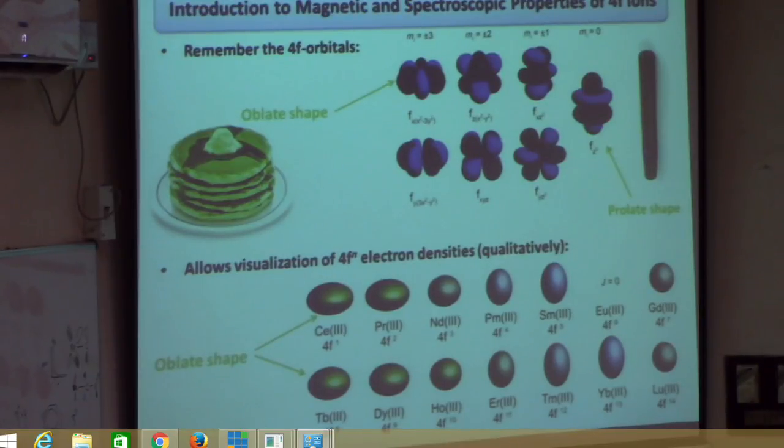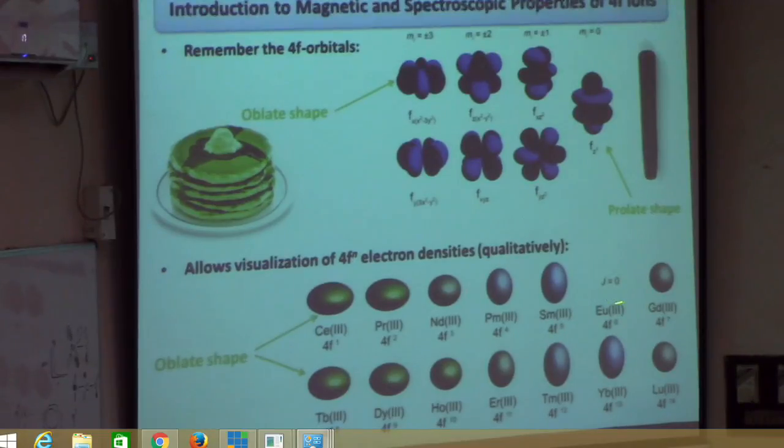I emphasize qualitative, the more quantitative picture I will give you on the next slide. But you can see as you move through this series that the shape does start to change. So here it's oblate very clearly, here it's still oblate. By the time you get to neodymium, it's neither oblate nor prolate, so you're getting an averaging out of the orientations. By the time you get to promethium, it's starting to look a little bit like this, and by the time you get to samarium, it's stretching out even more.